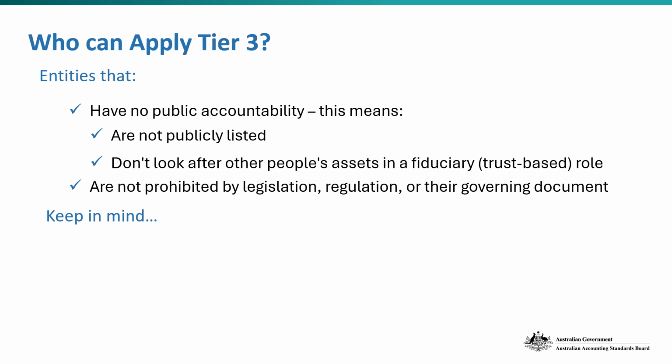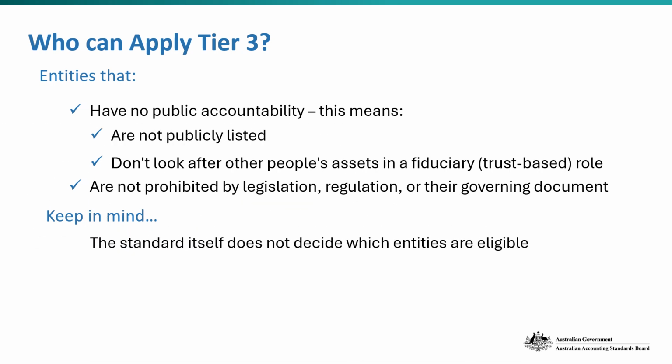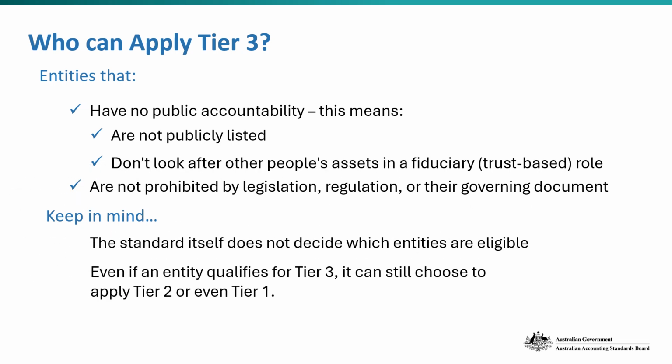Keep in mind that the standard itself does not decide which entities are eligible. That decision is made by regulators or other authorities. The standard simply provides the accounting framework once eligibility is determined. Another key point is flexibility. Even if an entity qualifies for Tier 3, it can still choose to apply Tier 2 or even Tier 1. Tier 3 is effectively the minimum reporting requirement, not a ceiling.